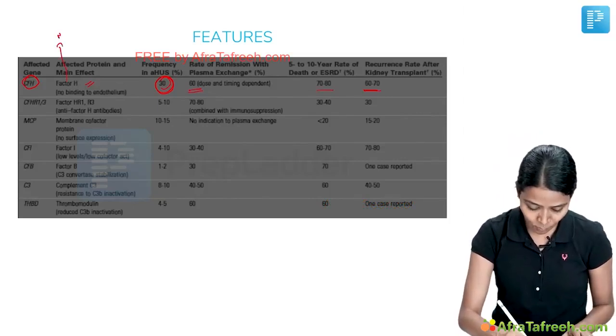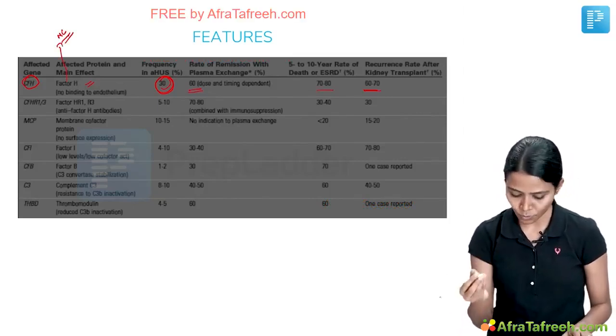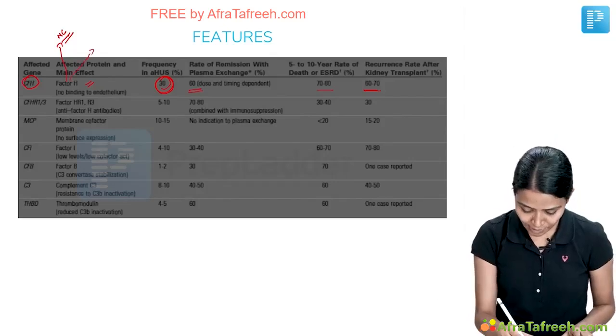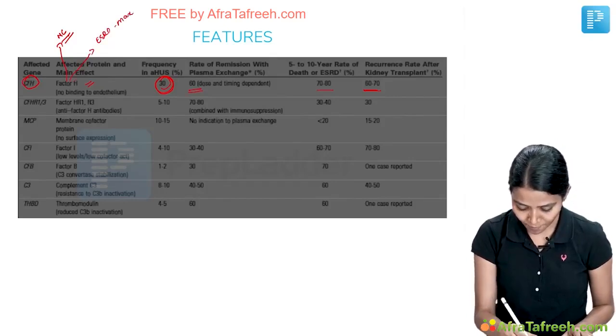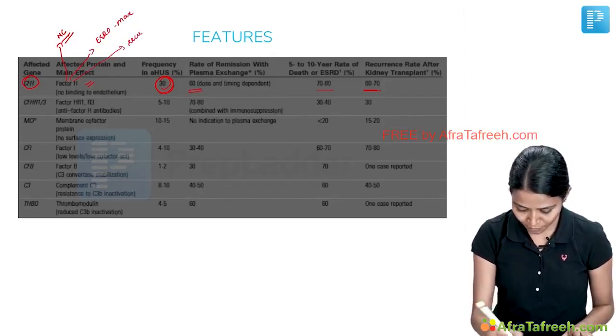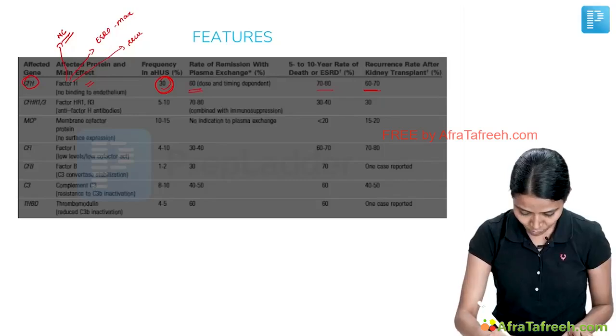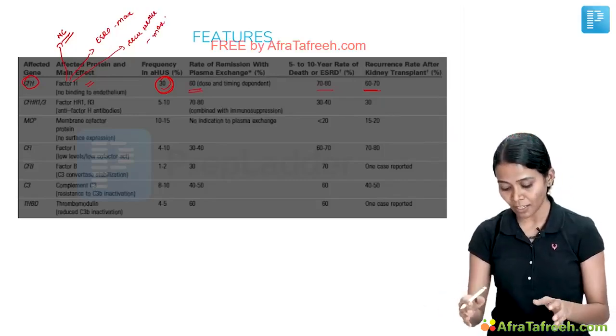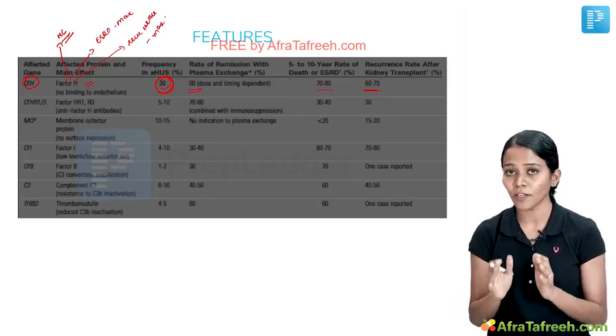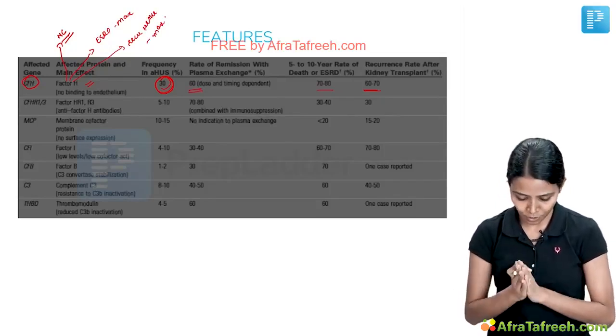So, for factor H, there are three most important things. First, it is the most common type of atypical HUS mutation. Second, ESRD risk is maximum with factor H mutation. Third, recurrence after transplantation is also maximum with factor H mutation. So, these are the three important things about complement factor H mutation.